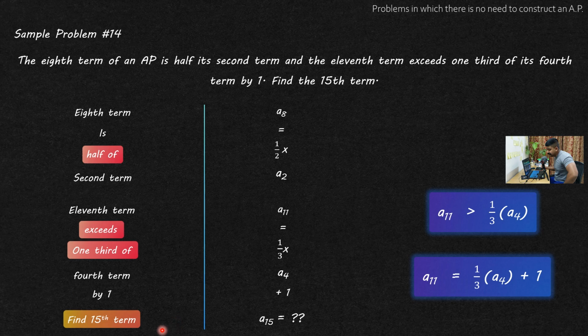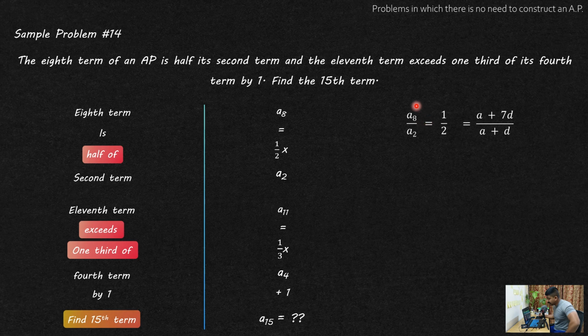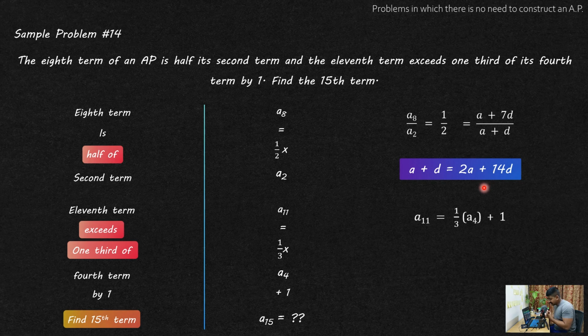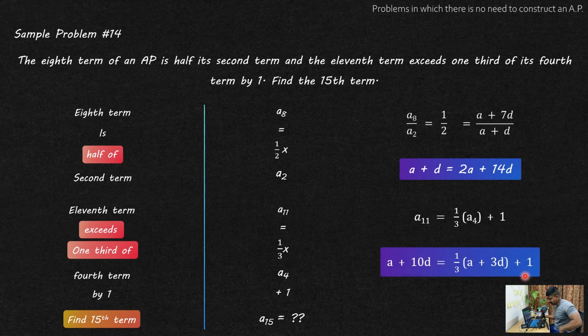And finally you need to find the 15th term. So you have to find A15. Again you have A8 upon A2 equals 1 by 2. From here you get an equation, and then finally you use this piece of information, and from here you get one more equation. You will solve these two equations, which is nothing but a pair of linear equations in two variables. From here you get the values of A and D. A equals -13 and D equals +1. Now we have the first term and common difference. Calculate the 15th term and then write it in the comment section. I'll be waiting for your responses in the comment section.